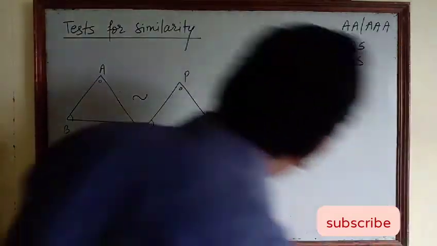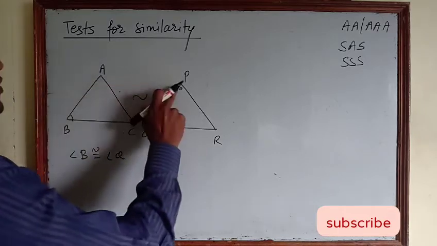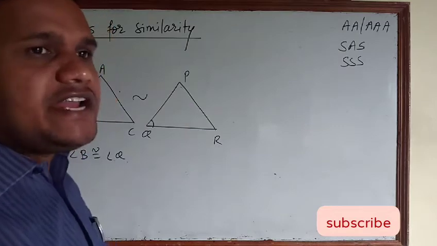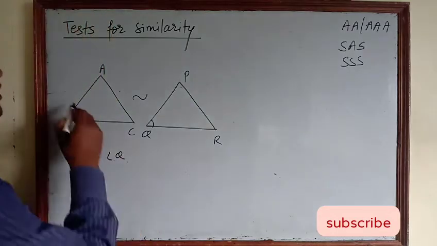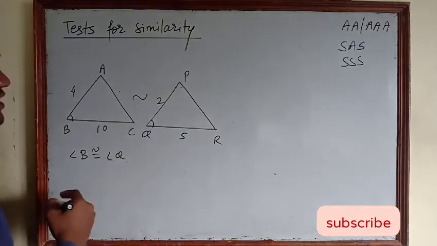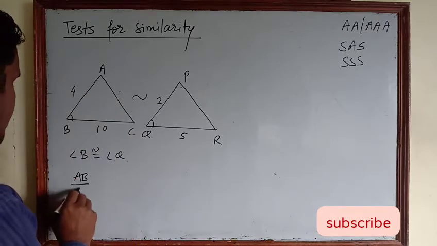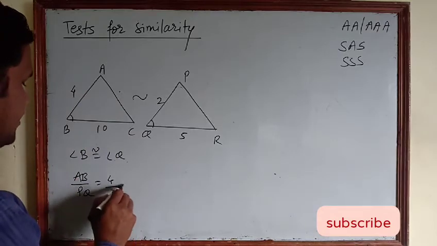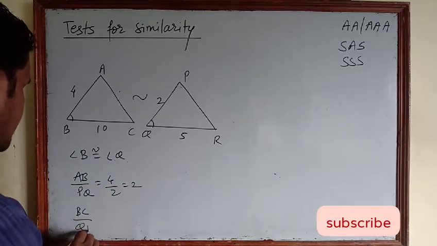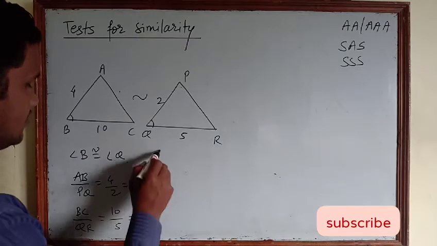Now sometimes what happens, sometimes you will get one pair of angles congruent and remaining pairs in proportion, their ratios are equal. For example, if this is 4, this is 2, this is 10, this is 5. So let us take the ratio, AB upon PQ, 4 by 2 means 2. Let us take BC upon QR. Your BC upon QR is 10 by 5, which equals 2.